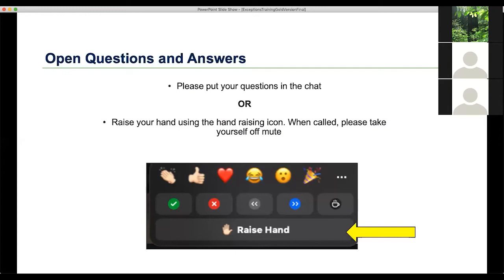Okay, and then Lorelei asks, what kind of documentation will be required to show the one-on-one exceptional hours are being provided? Paper schedules aren't always kept on hand.